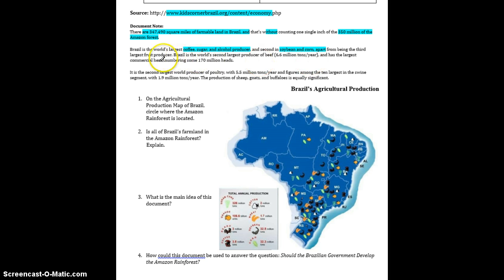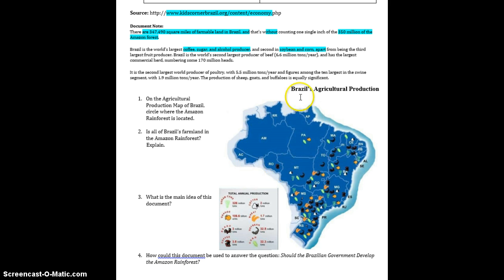Apart from being the third largest fruit producer, Brazil is the world's second largest producer of beef and 6.6 million tons per year, and has the largest commercial herd numbering 170 million heads. And it is also the second largest world producer of poultry and 5.5 million tons a year, figures among the 10 largest in swine segment, and 1.9 million tons a year. The production of sheep, goat, and buffalo is equally significant. So we see that there are many different areas in which Brazil is growing and using this farmland for. When it talks about poultry, we're talking about chicken, we're talking about swine, we're talking about pig. All of these are grown and raised on farms, which would fit into that agricultural industry.